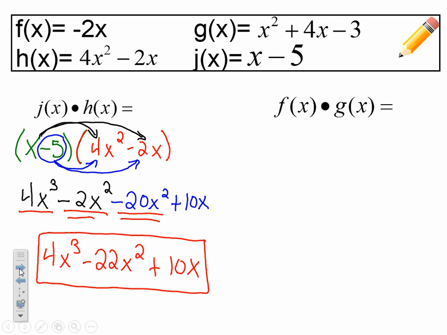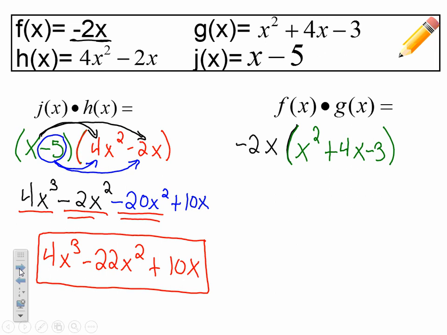All right, moving on to our next multiplication problem. Same exact thing, we're just going to plug things in. So f of x in our case represents negative 2x, so negative 2x times whatever my g of x is. My g of x is x squared plus 4x minus 3.